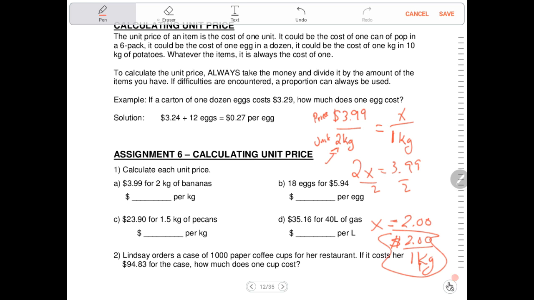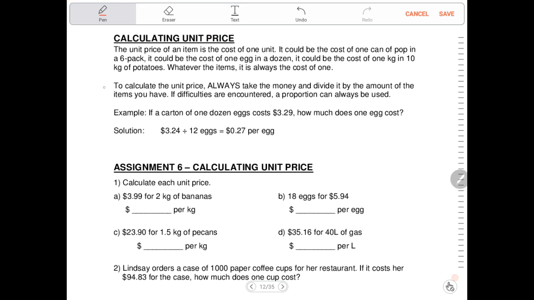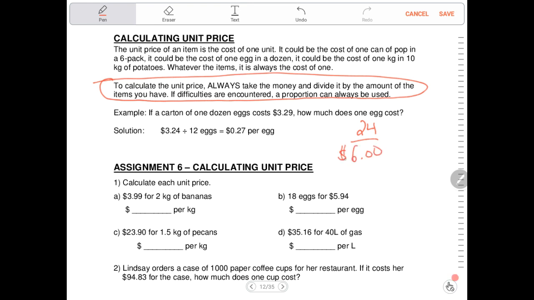One last thing I'd love for you to highlight on your page is right here, because some people get this confused. When you calculate unit price, it is always the money divided by the unit. So if it's, let's say, 24 cans of Coke for, I don't know, $6, writing it with the cans on top is wrong. You need to have the price, the money, on top. So it would be $6 for 24 cans of Coke, and you can go from there. Unit price always works out with money on top and amount or units on the bottom.